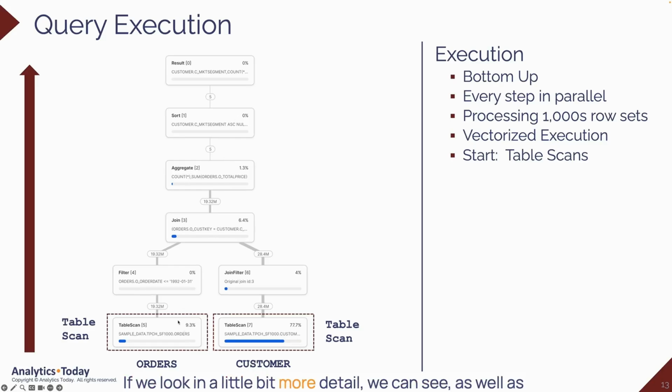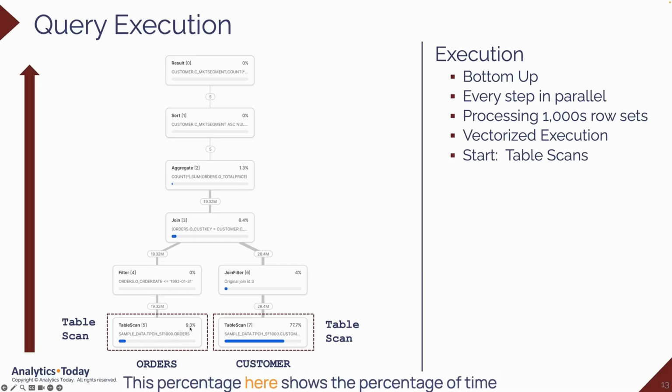If we look in a little bit more detail, we can see, as well as the name of the operation, the table scan or the join filter or the filter or the join, we can also see the sequence. You can see here that, as well as the type of operation, like this is a table scan, this is a filter, this is a join, and this is an aggregate, we can also see that what it's actually doing is a table scan. It's step 5, and it's reading from the orders table.